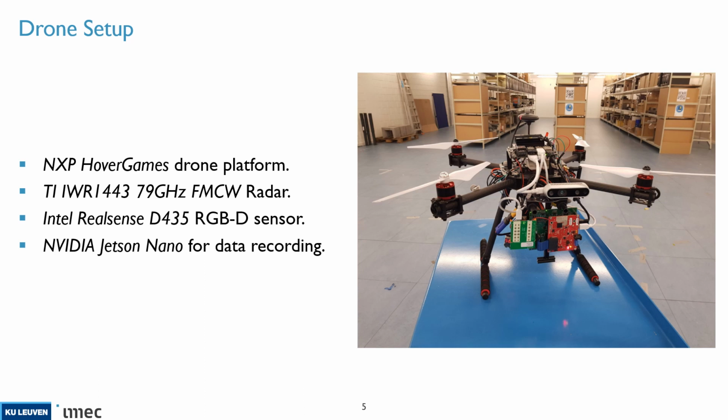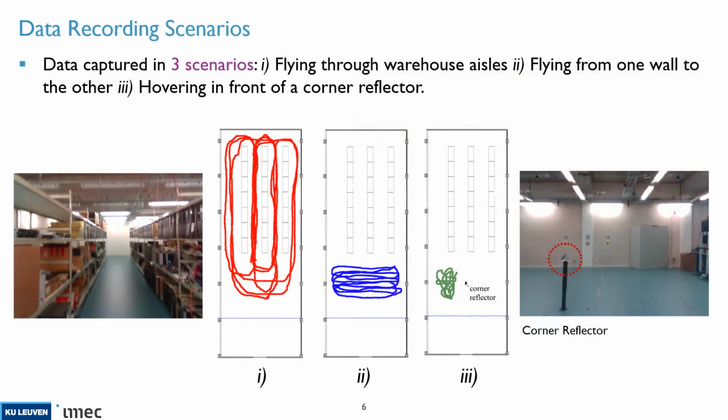Data is recorded by flying the drone under different scenarios in an indoor, warehouse-like environment composed of open spaces and storage aisles. The drone is remote controlled by a human pilot. In this work, we recorded data under 3 different flight scenarios. Scenario 1 consists of flying the drone through the storage aisles in loops.